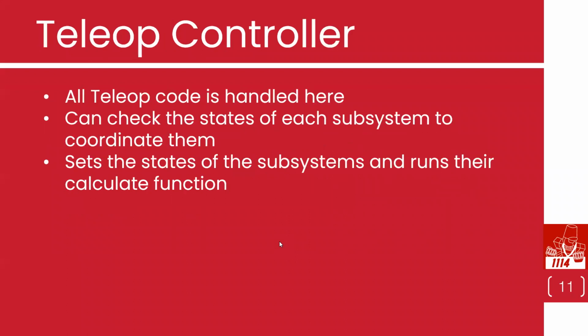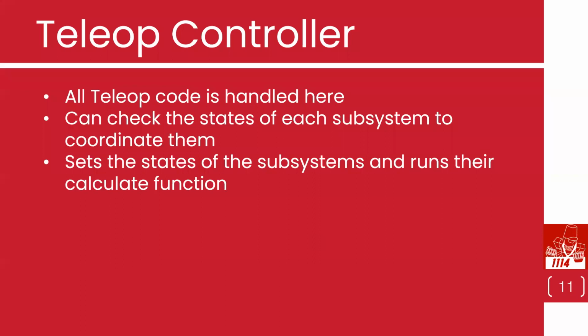And now, so we have a bunch of subsystems. We have the controllers, we have the motor setup. Now we need to actually have our code that's going to check, okay, you're pressing this button, tell this subsystem to do this and stuff like that. So basically we have just one thing called teleop controller and it handles all of the teleop logic. It checks what state you're in for each subsystem. It sets states for subsystems.